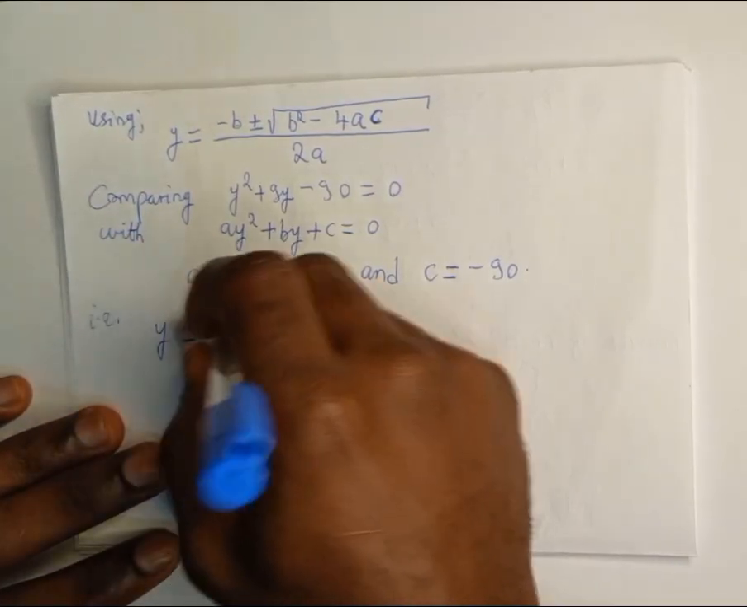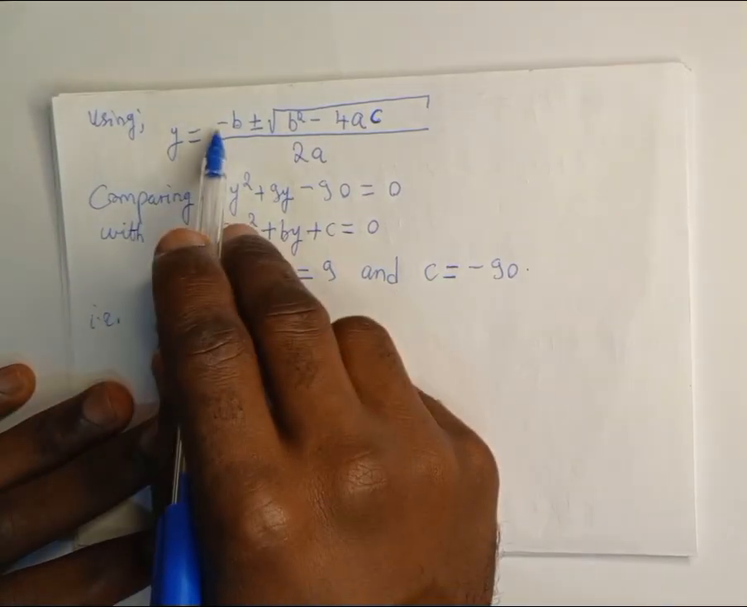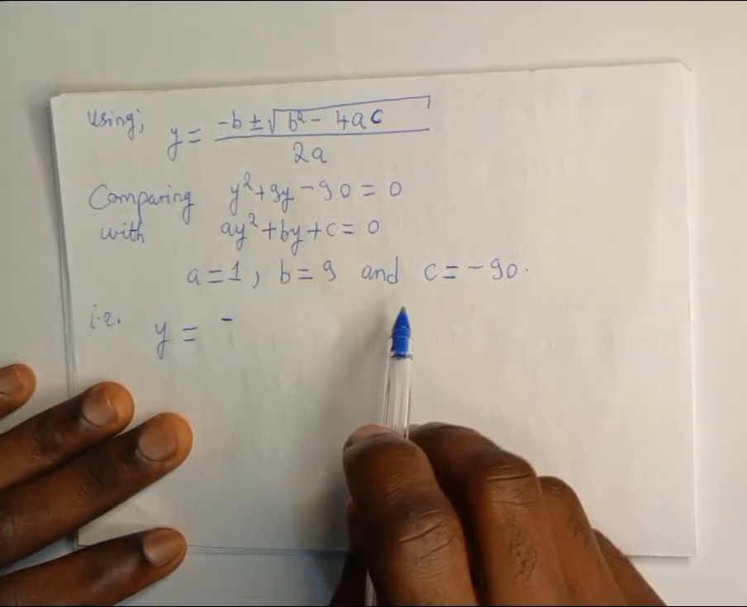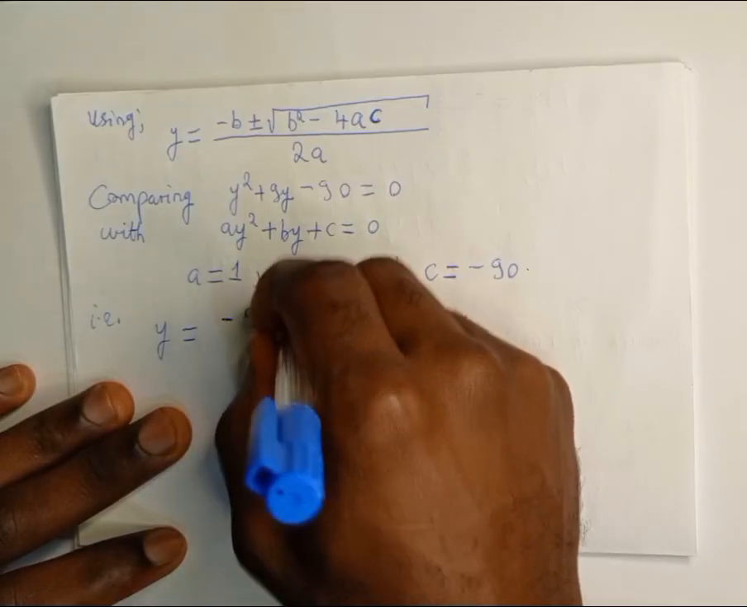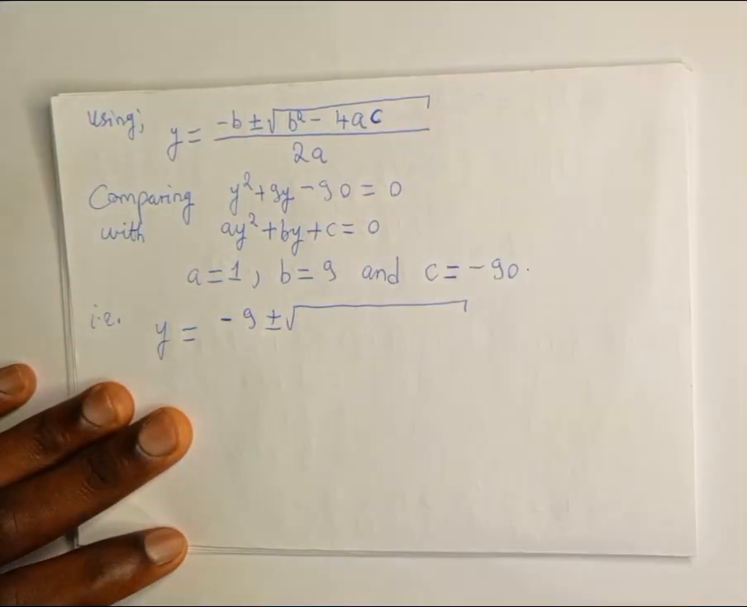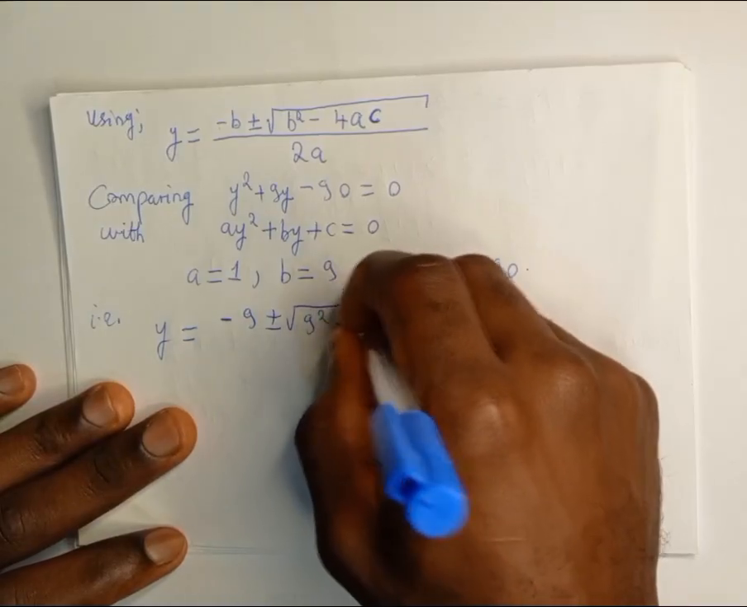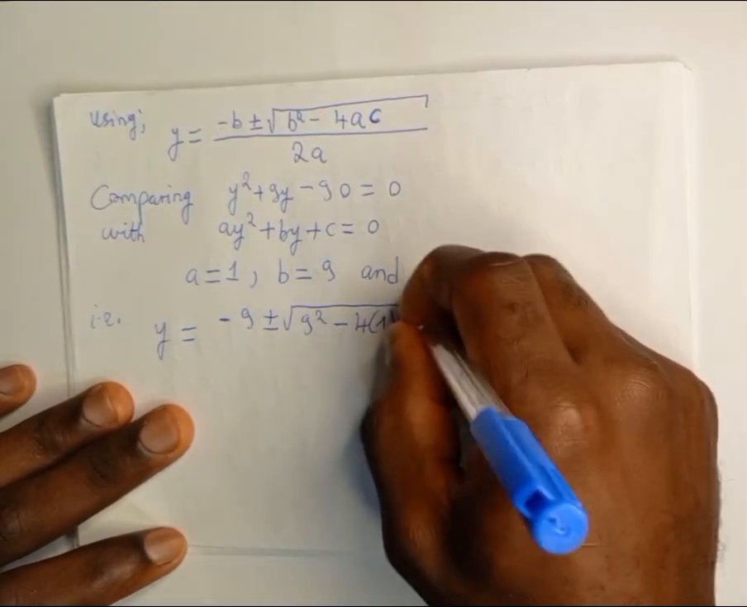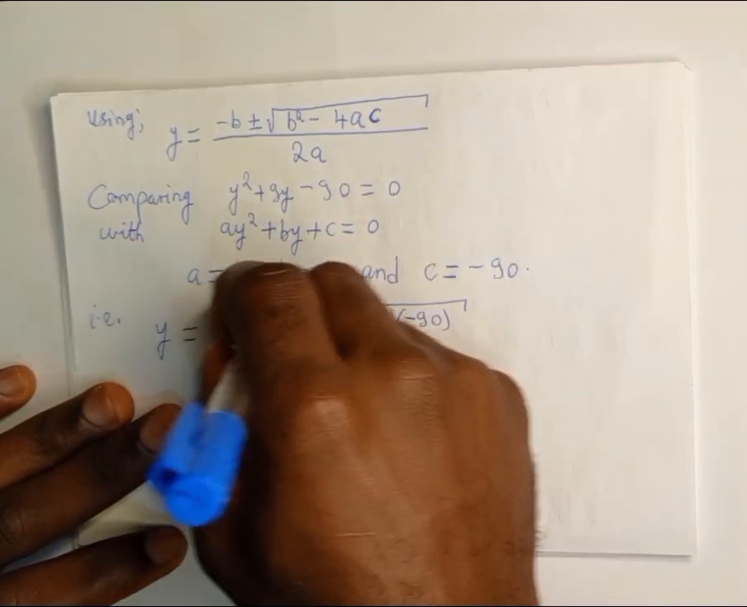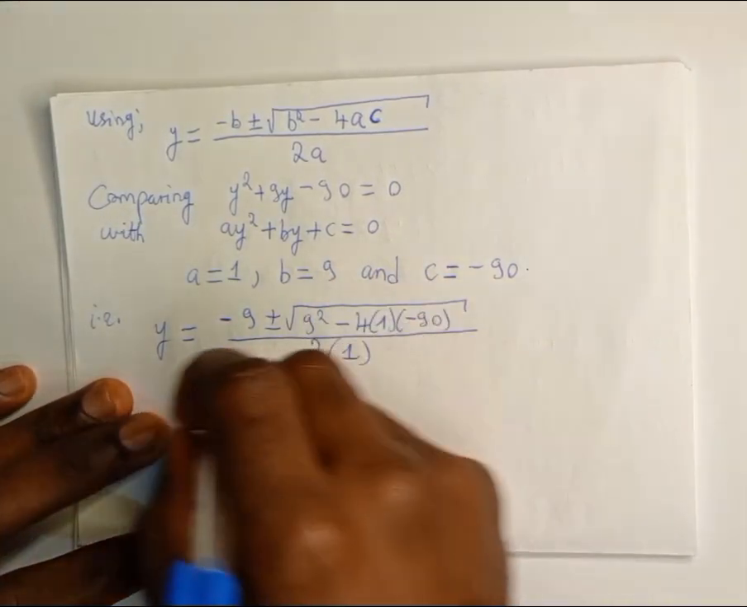We are going to insert them in the quadratic formula. That is, y will be equal to negative, according to the formula, there is a negative sign. Then we insert the value of b, which is 9, plus or minus the square root of b squared, 9 squared, minus 4 times a, which is 1, times c, which is negative 90. Then we divide by 2 times a, 2 times 1.